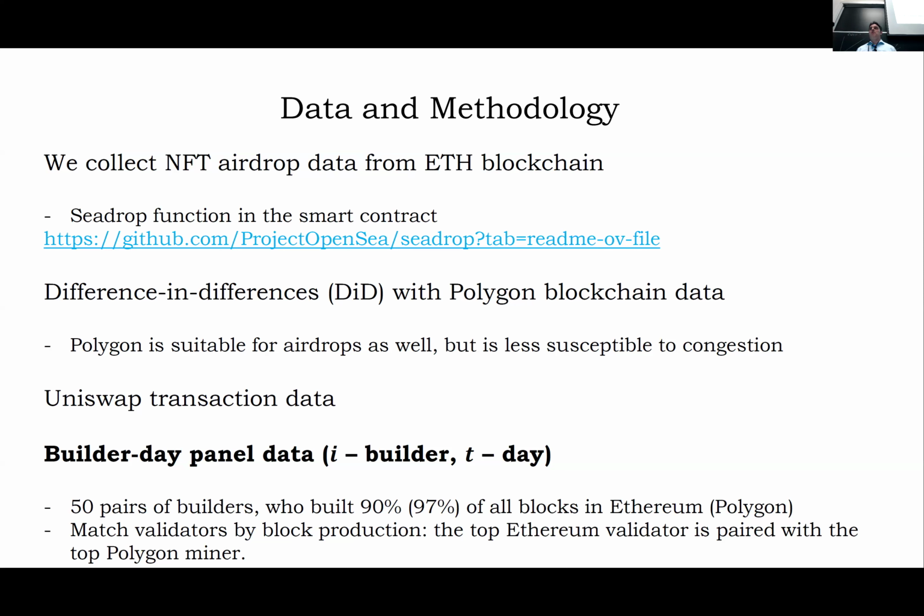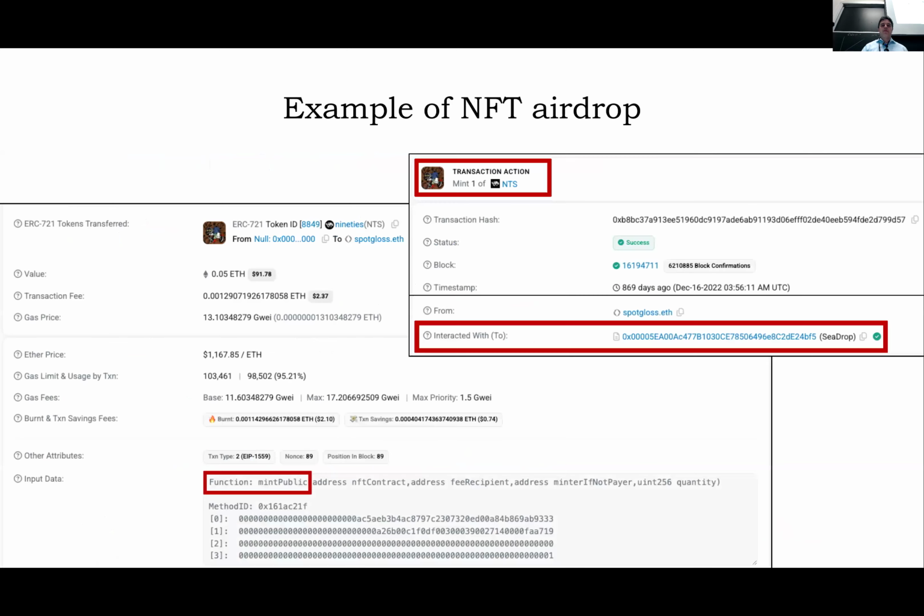We pair them because we want to do this diff-in-diff estimation. So we look at the difference between the top Ethereum validator and the top Polygon miner. We match the top builders, which means those who are building most of the blocks, and then we look at the difference between them in this regression. So at the end, we will run many regressions.